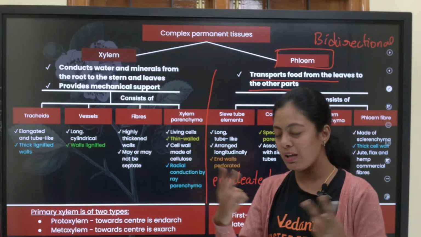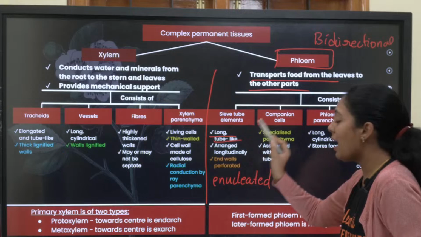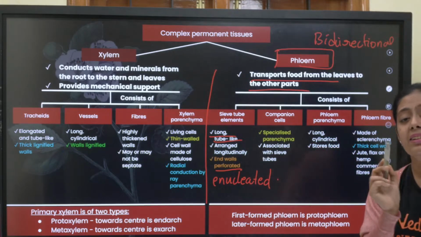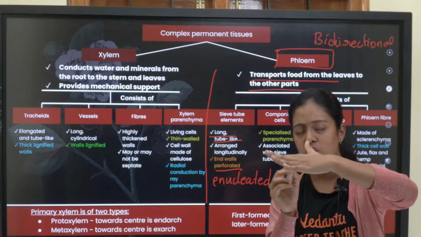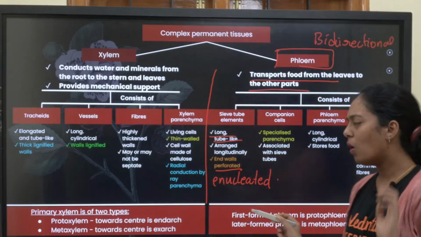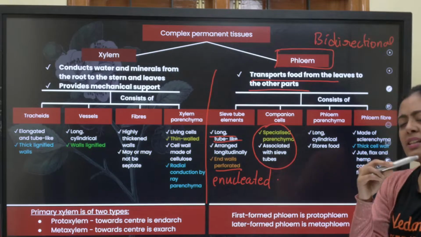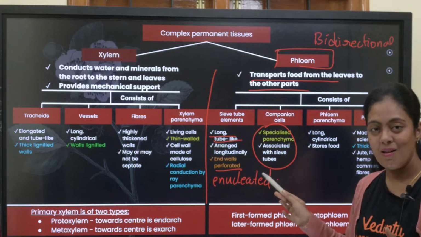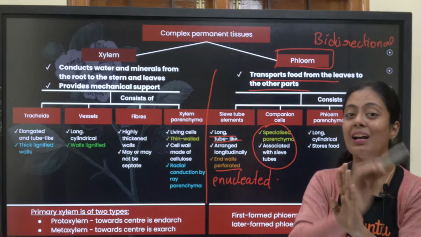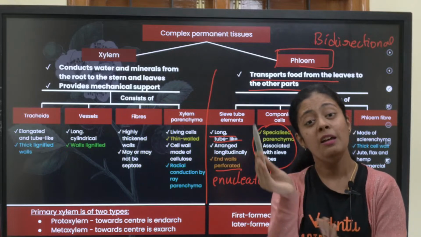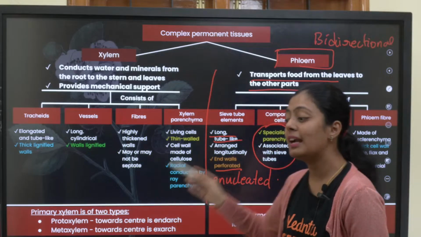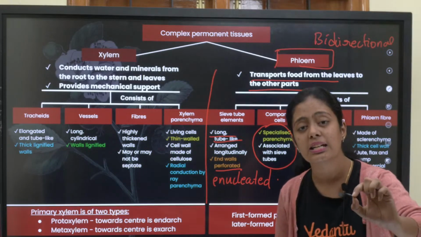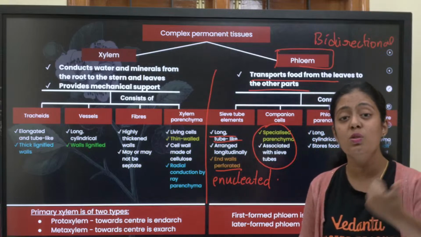So we revised one thing very quickly. Sieve tubes are long, tubular, arranged longitudinally, and the end walls are perforated. That is the sieve plate, with pores. I will show you the pictures. Then the companion cell. Companion means a very good friend, someone who takes care of it very well. That is what your companion cells are. They are associated with the sieve tube because my sieve tube does not have a nucleus.